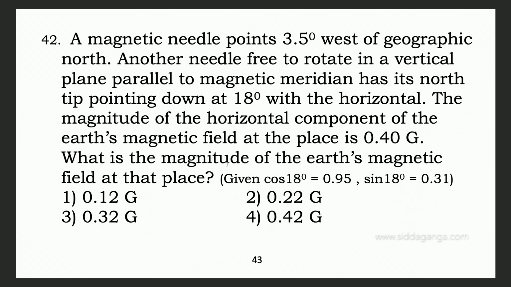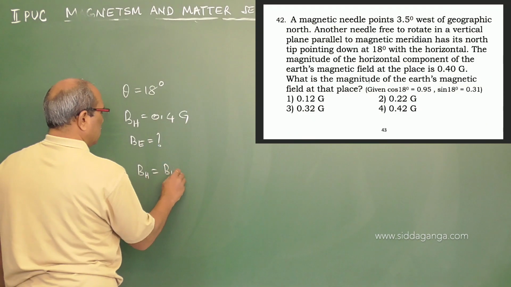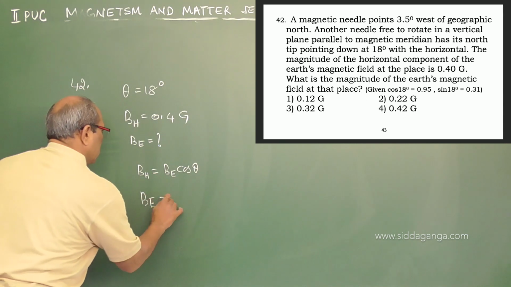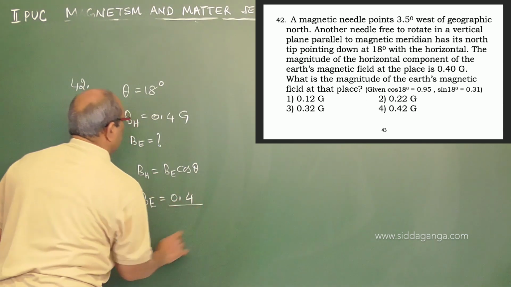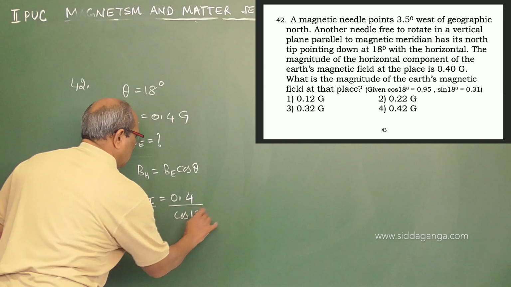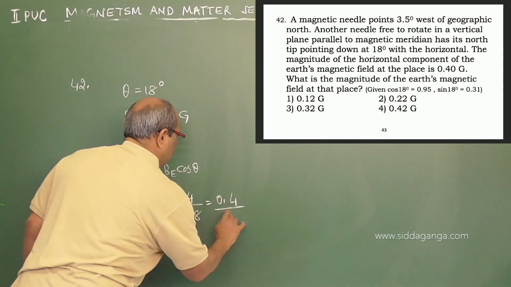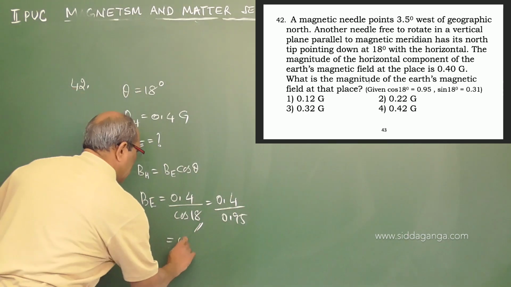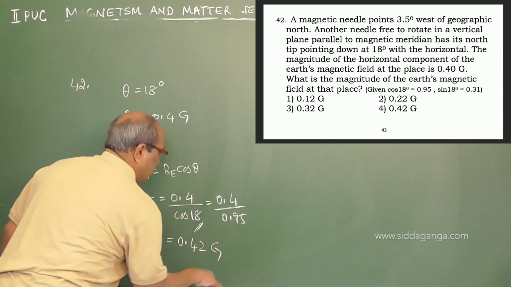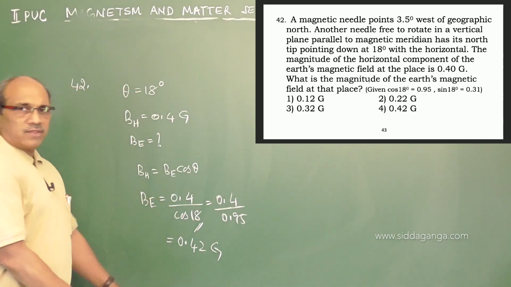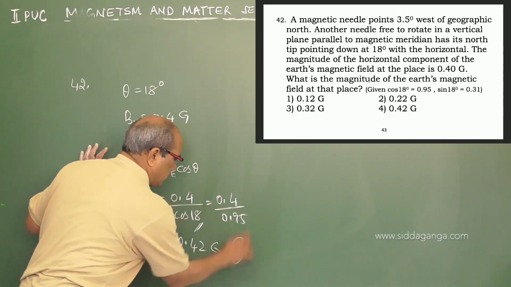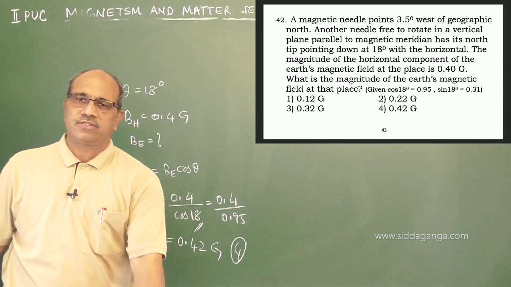BE is required. You know BH is equal to BE cos theta. Therefore, BE is equal to 0.4 divided by cos 18, which is 0.4 by 0.95. They have given the cos 18 value. It is slightly higher than 0.4 because the denominator is less than 1. Higher than 0.4 is only one answer, that is the fourth one. They have given 0.4 Gauss.